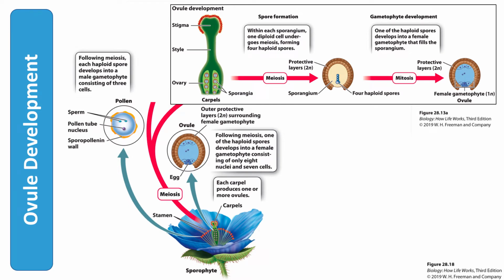Now focusing back on the carpels, here's the development of the ovule or female gametophyte. Similar to the male, this starts with the sporangia. The sporangia will grow a bit before a single cell within the sporangia undergoes meiosis. This will produce 4 haploid spores. However, only one of these spores will go on through several rounds of mitosis to become the multicellular female gametophyte that fills the sporangium. This gametophyte will have 7 cells with 8 nuclei. The other 3 spores will undergo cell death.